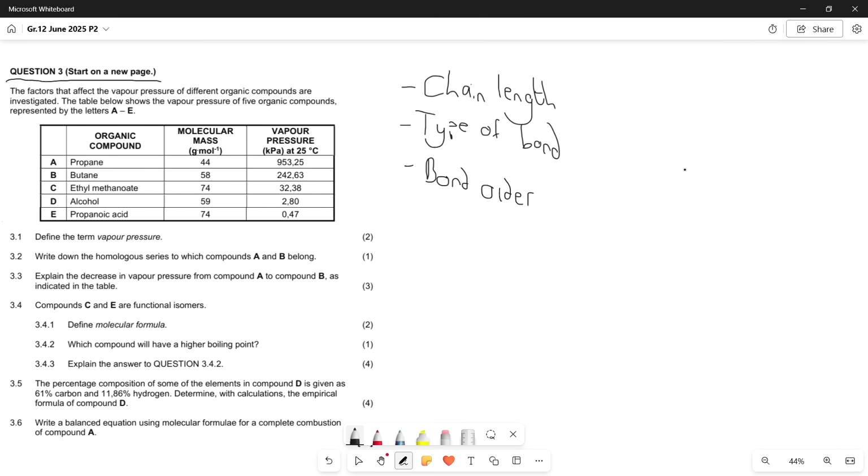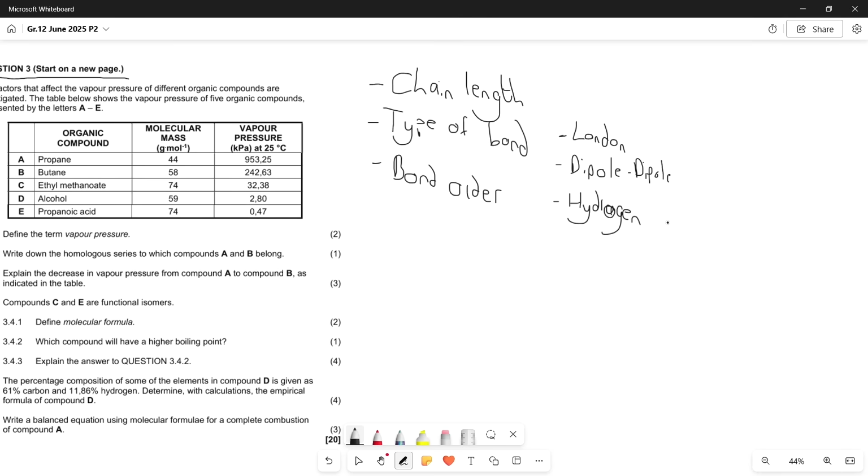Type of bond has to do with the functional groups that they have, because different functional groups will determine the type of bond of the organic compound, which means alcohol, for example, will have a hydroxyl and therefore a hydrogen bond. Others will have mixtures of dipole-dipole or just weak London. And a reminder that our electronegativity for our London, our dipole-dipole, and our hydrogen bonds are in the following ranges.